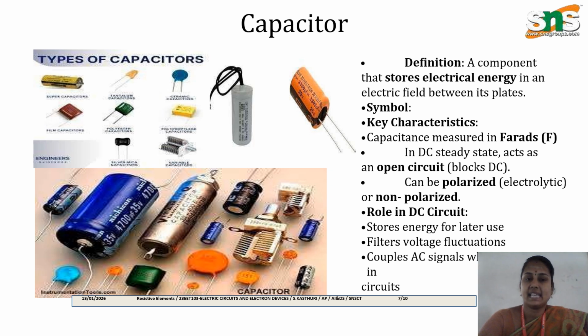So next one is the capacitor. A capacitor stores energy in an electric field between two plates. The main characteristics are that it is measured in farads, acts as an open circuit in DC steady state, and can be polarized or non-polarized. The real-time examples are camera flash charging, power supply filters, mobile phone voltage stabilization, and audio coupling circuits. Capacitors provide temporary energy storage and voltage smoothing.